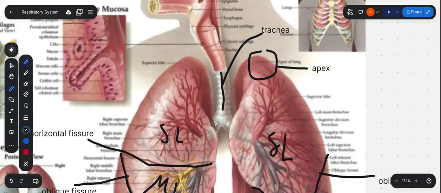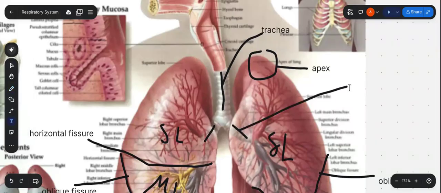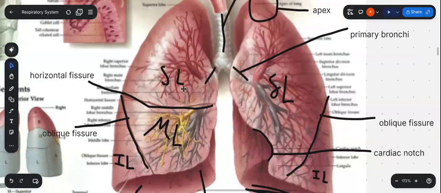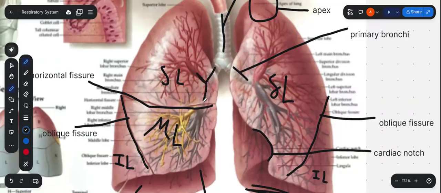Then you have your primary bronchi. So the first branching off region, that is going to be the primary bronchi. You also have your secondary bronchi, which is going to be the next branching off. So it's like this region over here. And then tertiary bronchi, you're going to branch off again. So after your tertiary bronchi, that is then going to turn into your bronchioles.